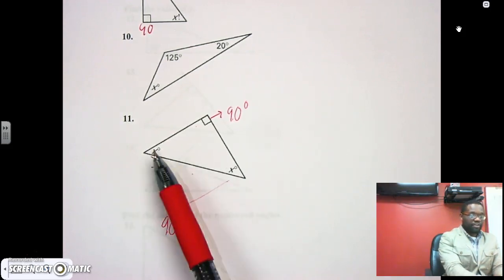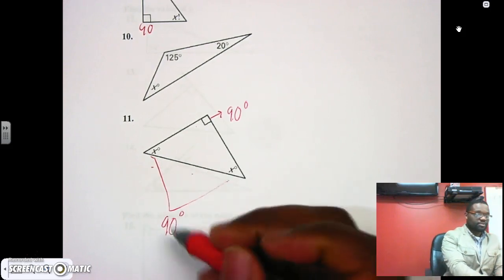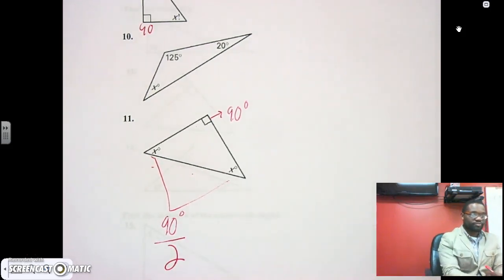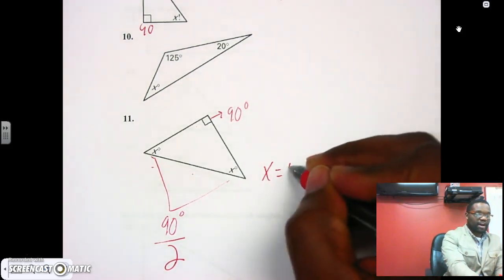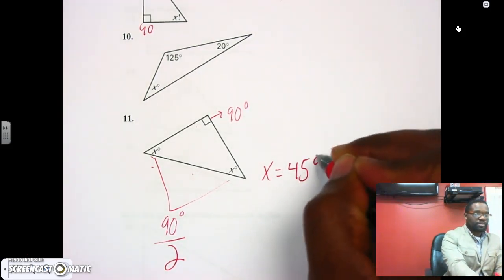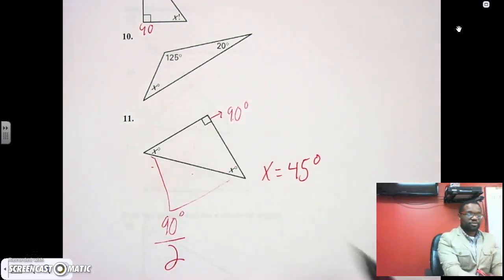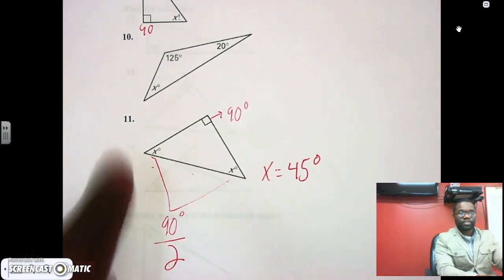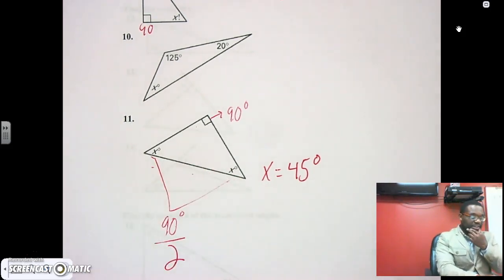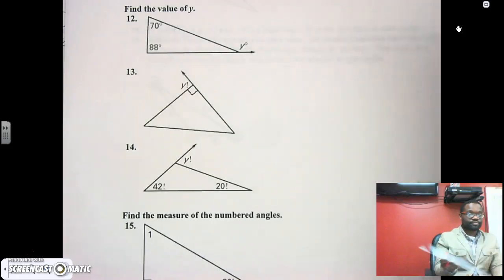So how would I figure out what x is? I would simply take 90 and divide it by 2. X equals 45 in this particular problem because 45 plus 45 is 90 and 90 plus 90 is 180. All right? So the problem helped me figure that out because both of those were the same. If they didn't have the same letter, it would be very hard or impossible for me to figure out what the letters were. All right, let's keep moving.